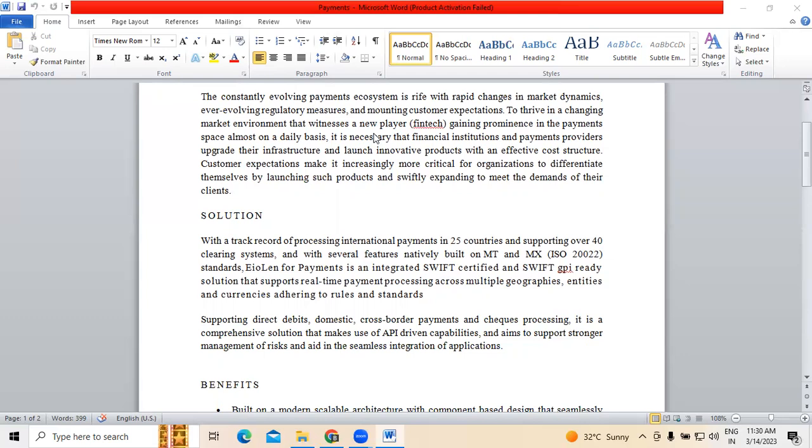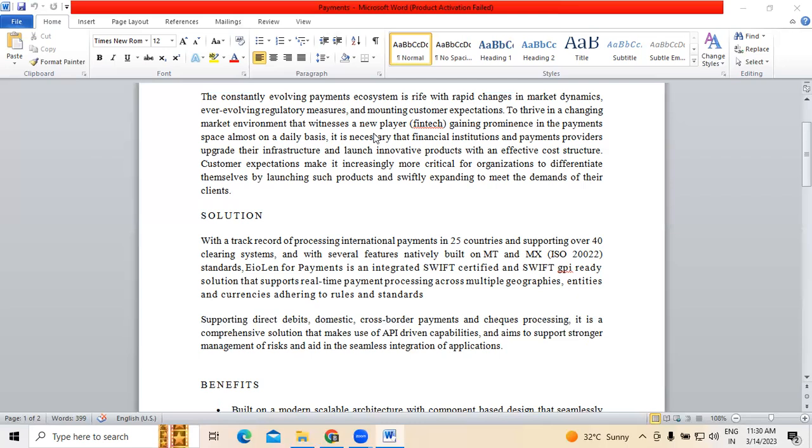So here, if I want to make it brief, please do remember I am reading each and every line for us to better understand. What exactly the first paragraph in the solution was showing is that it was indirectly explaining the experience that EOLN has.